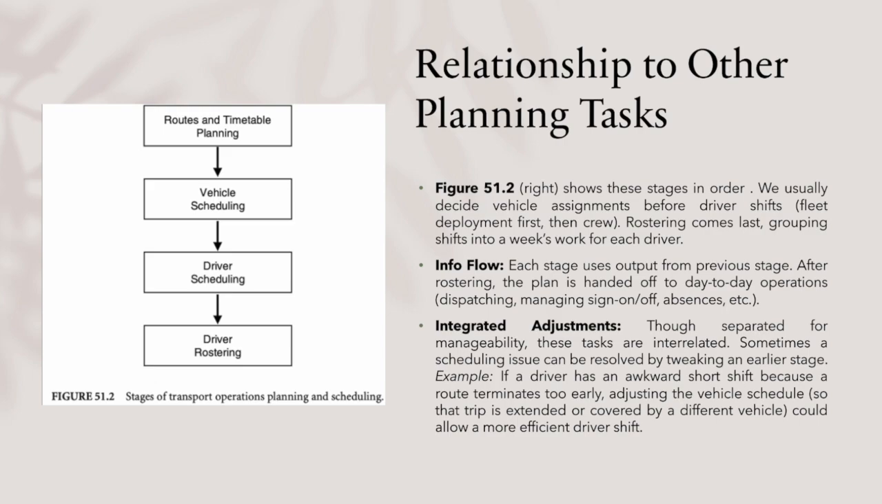And now we have this figure, which tells us the different stages of transport operation and planning. You can see figure 51.2 shows the stages in order. We usually decide vehicle assignment before driver shifts. Rostering comes last, grouping shifts into a week's work for each driver. You have the information flow: each stage uses output from the previous stage. After rostering, the plan is handed off to day-of operation. Then we have integrated adjustments, though separated for manageability. These tasks are interrelated.